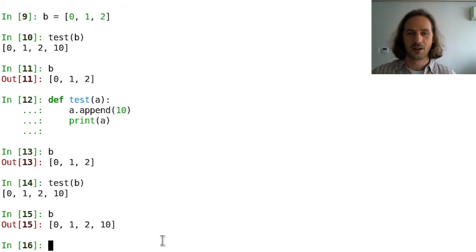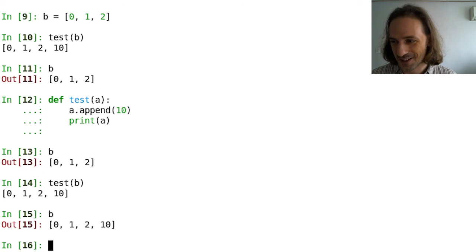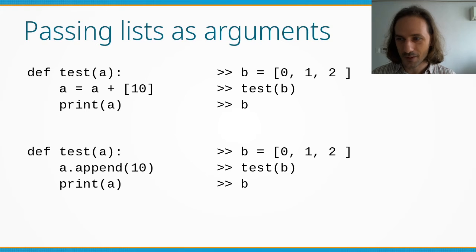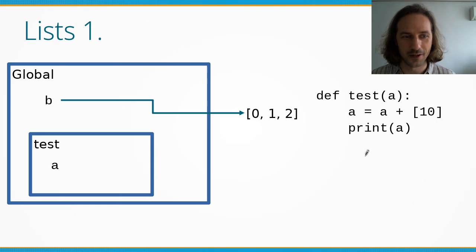So has it been passed as a reference or has it been passed as a value? It seems like neither or both. So it is very confusing. Let's take a look at how Python handles this.